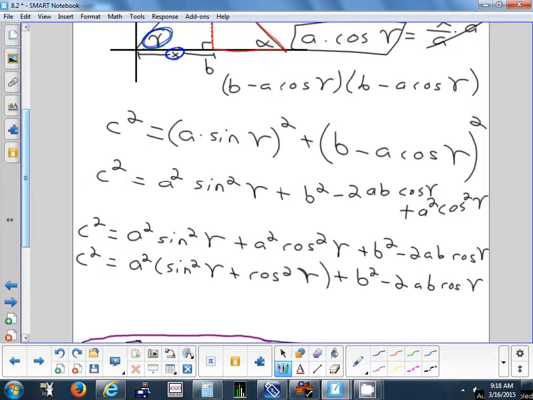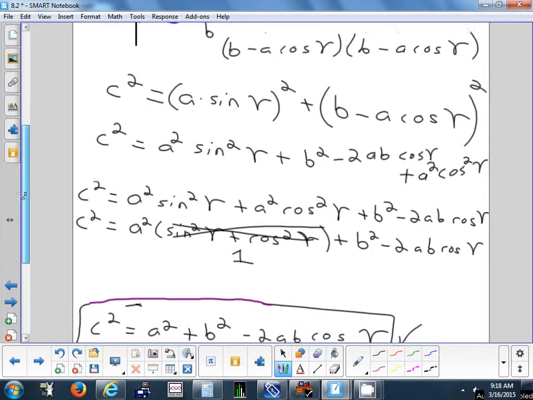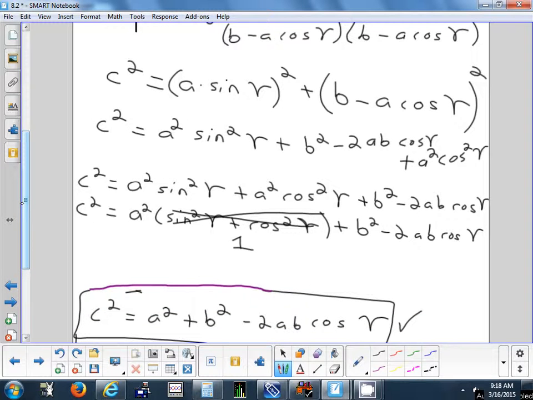And Sam, what did you just say sine squared plus cosine squared was? 1. So this all becomes a 1. So we have A squared times 1, which is just A squared. So we get C squared equals A squared plus B squared minus 2AB cosine gamma. And if you just look at the first part of that formula, what does it kind of look like? Yeah, it's the Pythagorean theorem.